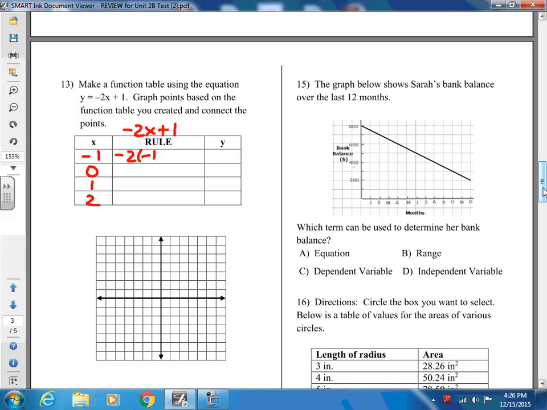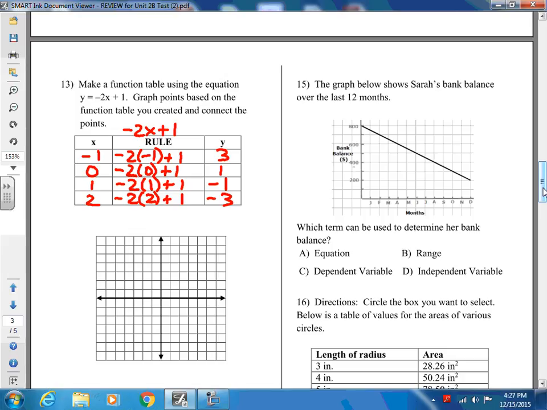Negative 2 times negative 1 is positive 2. Positive 2 plus 1 is going to give me 3. Put in the 0. Negative 2 times 0 is 0. 0 plus 1 is 1. Put in the 1. Negative 2 times 1 is negative 2. Negative 2 plus 1 is negative 1. Put in the 2. Negative 2 times 2 is negative 4. Negative 4 plus 1 is negative 3. Right? So those are going to be your completed values.